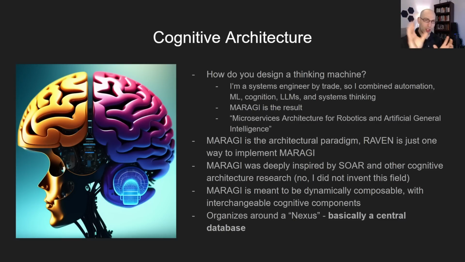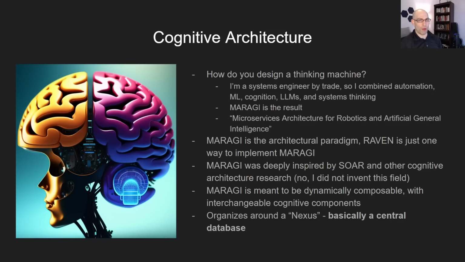So I hope that makes sense. MARAGI is the architectural paradigm. Raven is one implementation. MARAGI was inspired by SOAR, which is a cognitive architecture. So I did not invent the idea of cognitive architecture. I just realized that this was the way to go. And I still believe that it is the way to go. Because it is a microservices architecture, it is dynamically composable with interchangeable cognitive components. And there are more advantages to this that we'll talk about in the next slide.